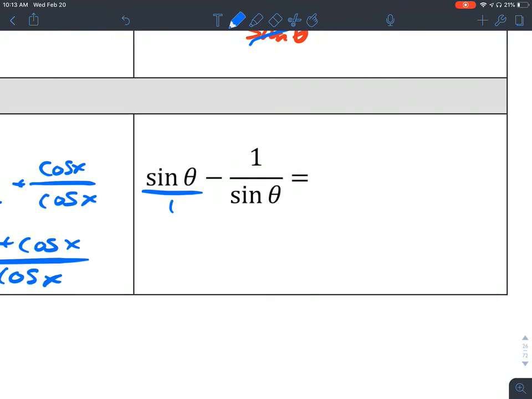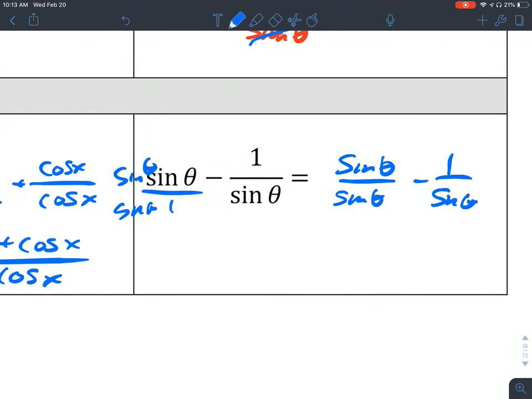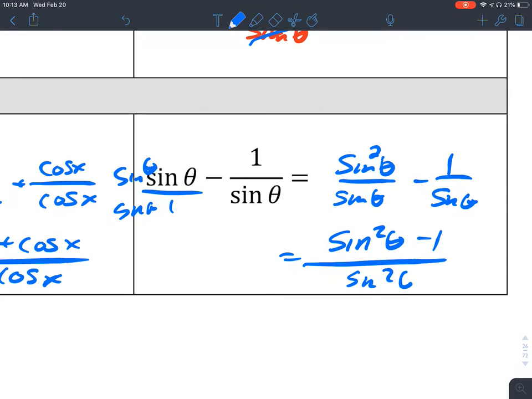Here, we can multiply this by sine of theta over sine of theta. That's going to give us sine of theta over sine of theta minus 1 over sine of theta. I'm sorry, it's going to be sine of theta squared, which is sine squared of theta minus 1 over sine of theta. Not squared, just sine.